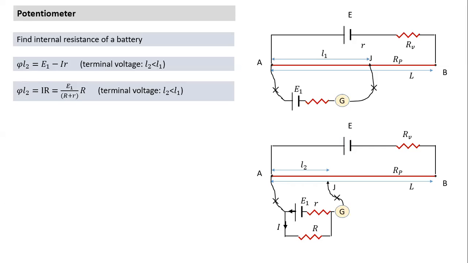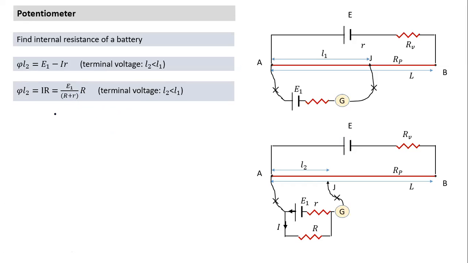Phi L2 can also be written as I into R. If this is the current and this is R, the current is equal to E1 divided by r plus capital R, into R. From this also I get the same equation. This is phi L2. So we have two equations, and there are two unknowns. Which are the two unknowns here?